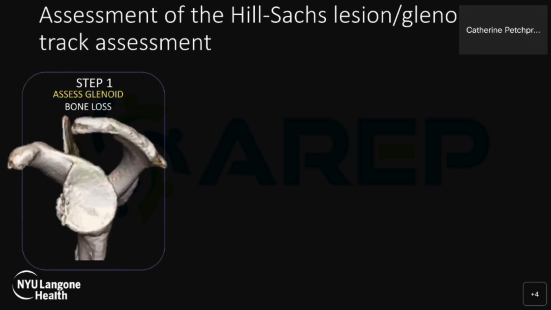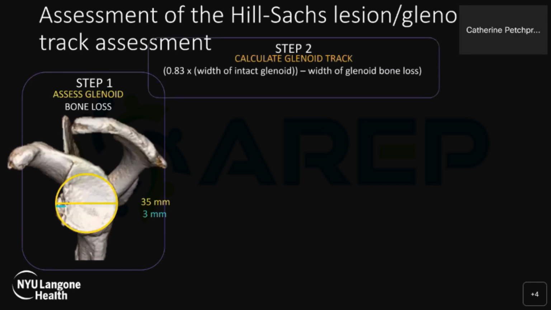This is how we assess the Hill-Sachs lesion and glenoid track. Step 1 is to assess glenoid bone loss. This can be done on a sagittal oblique MR, CT, or 3D surface rendered image. Step 2 is to calculate the glenoid track.